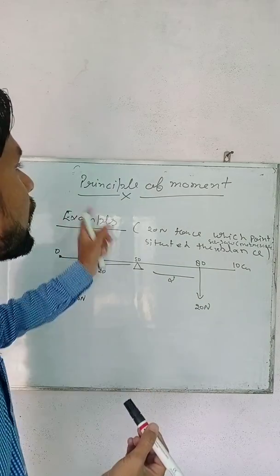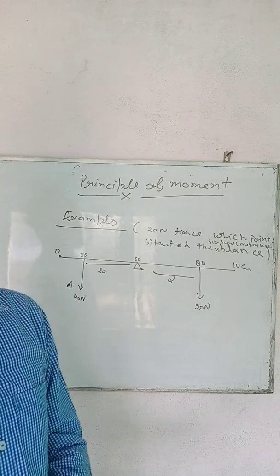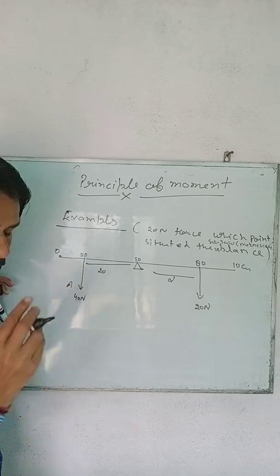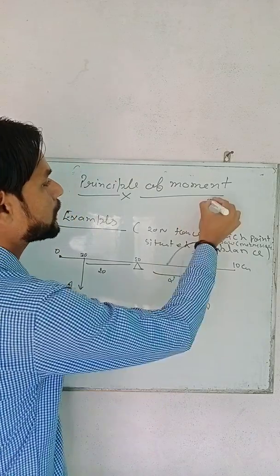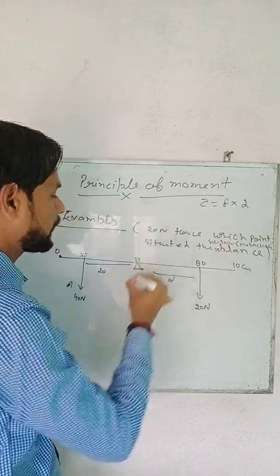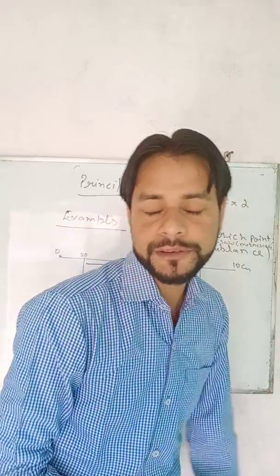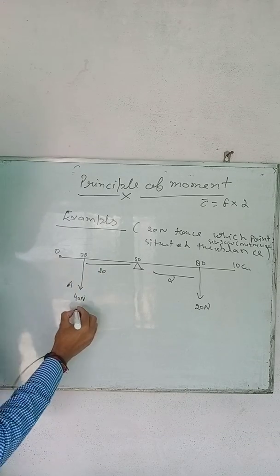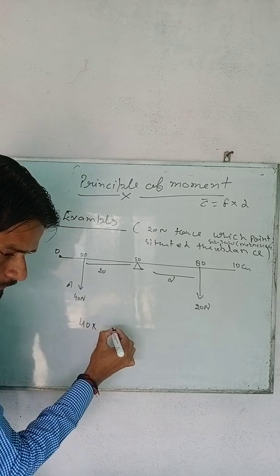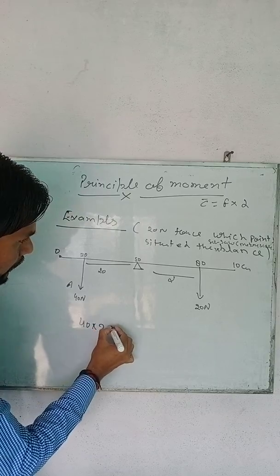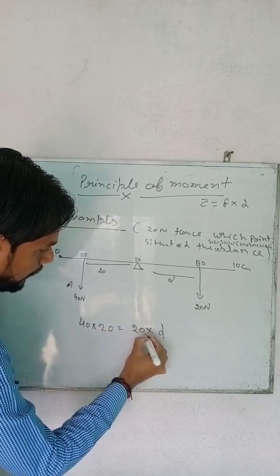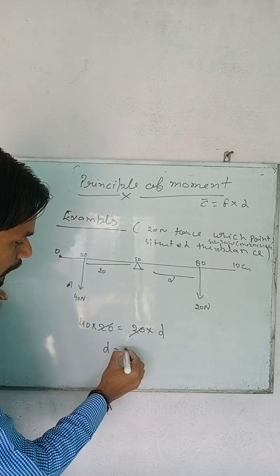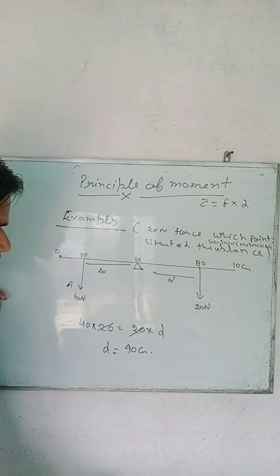Now the rule of the principle of moments: the clockwise moment is equal to the anticlockwise moment. The definition of moment is that tau is equal to F into D, force into perpendicular distance from the fulcrum. D is the distance from the fulcrum to the force. So 40 into 20 is equal to 20 into D. 20 cancels with 20, so the distance is 40 centimeter.